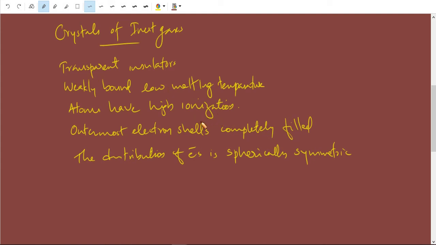Now the crystal structure of inert gas crystals is FCC, a closely packed structure, except for helium-3 and helium-4 crystals.